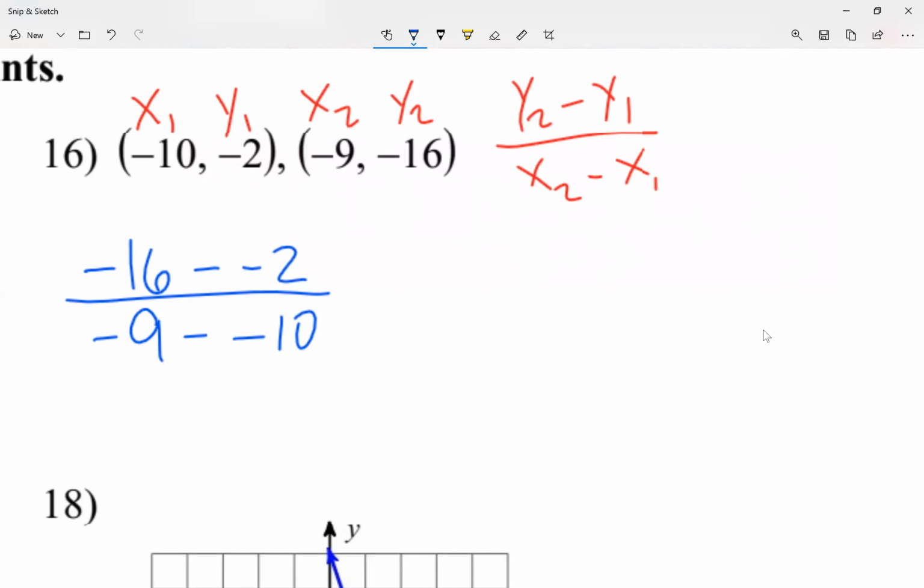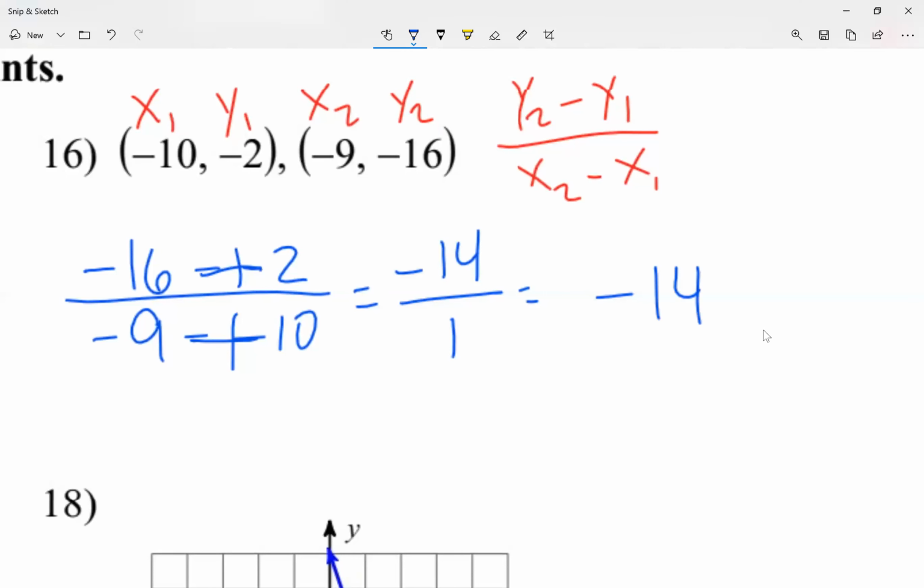On the top, I see two negative signs put together, so that's a plus. Negative 16 plus 2, that's a negative 14. All right, signs are different, so I subtract, keep the sign of the large one. At the bottom, I see two negative signs put together. Negative 9 plus 10 is positive 1. Now, here I can simplify. Anything over 1 stops being a fraction, right? Negative 14 over 1 is just a negative 14.